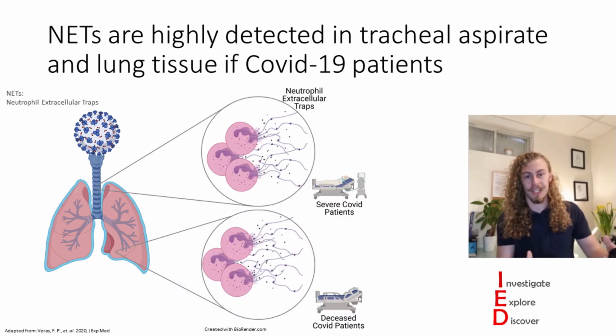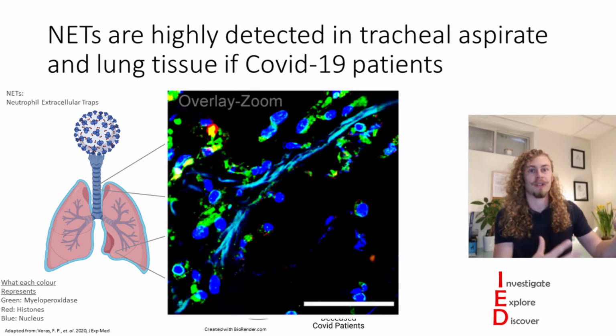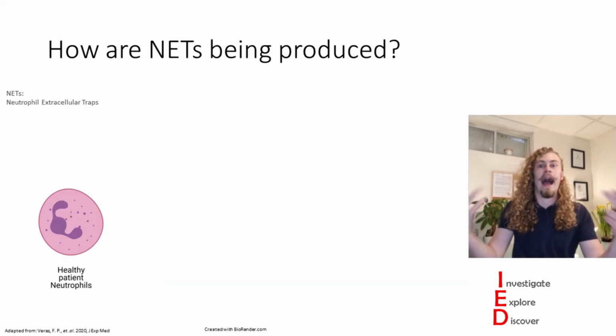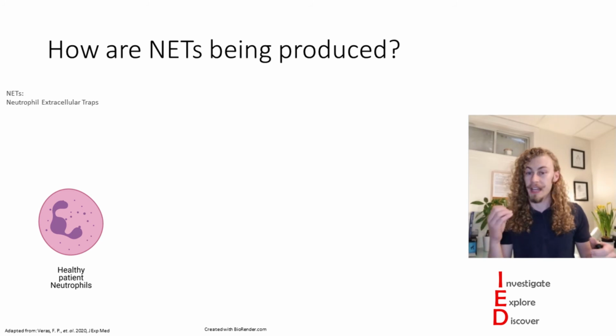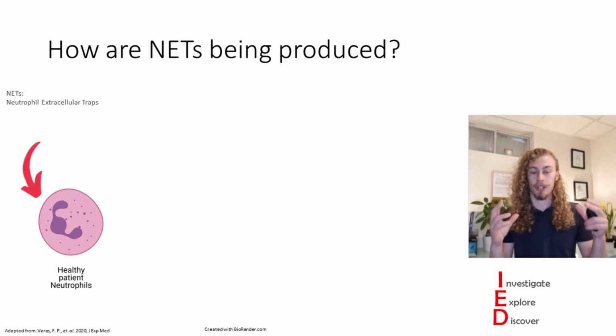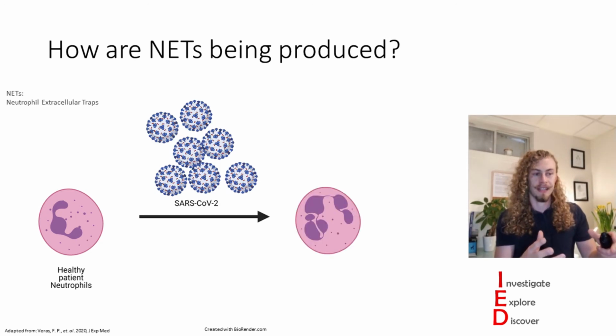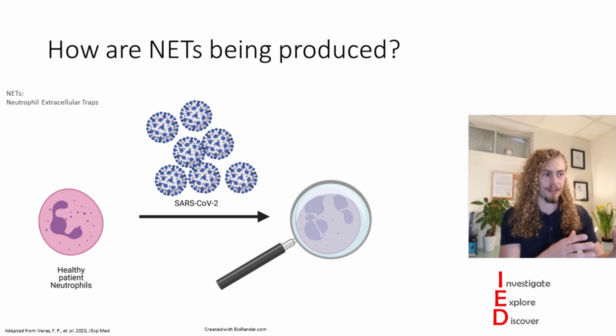And in patients that deceased due to COVID-19, they took a look in their lungs. And again, they found an increase in neutrophil extracellular traps. So this prompted these researchers to ask, how are NETs being produced? And they investigated this by taking healthy patient neutrophils and co-culturing them with SARS-CoV-2. At which point, they looked closely at the neutrophils and imaged what was happening.